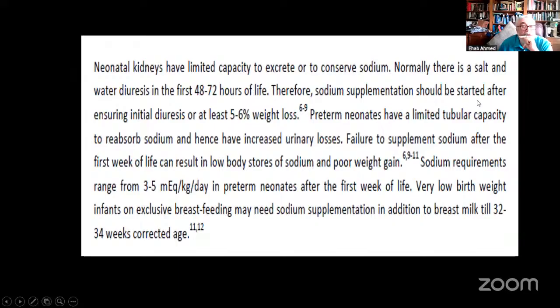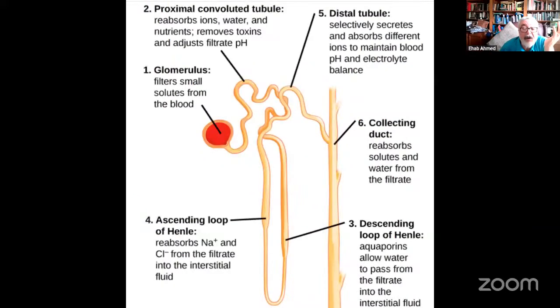So, there is normally diuresis in the first 24 or 48 hours, and diuresis here is both sodium and water. And the preterm babies have more limited capacity. Okay? That's why the sodium requirements for the preterm baby at some point will be higher than that for the term baby. So this is extremely important, and it will summarize what the kidney does.